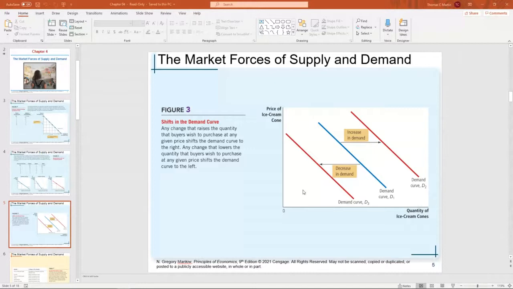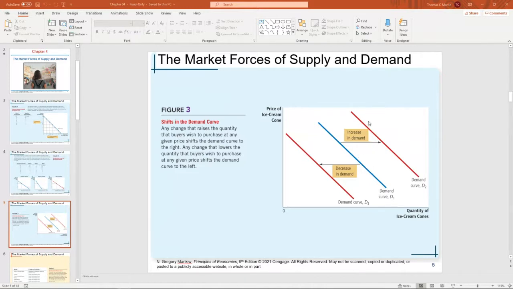Here's something you need to remember. When we're looking at supply and demand curves, and here we see a demand curve is negatively sloped, which makes sense. The lower the price, the more we want. But in this scenario, they show the shifts of the demand curve. It's not up and down.